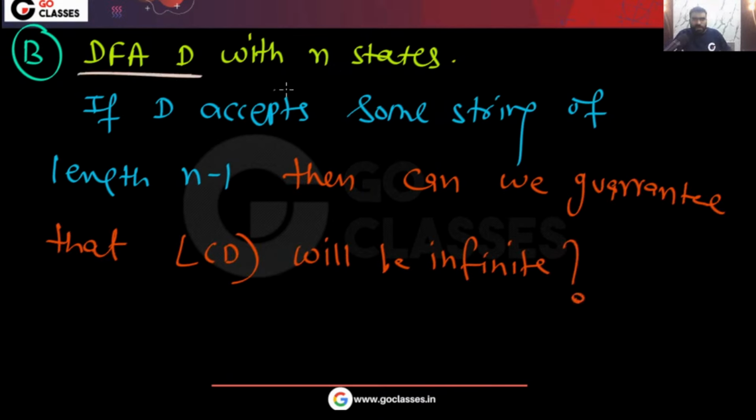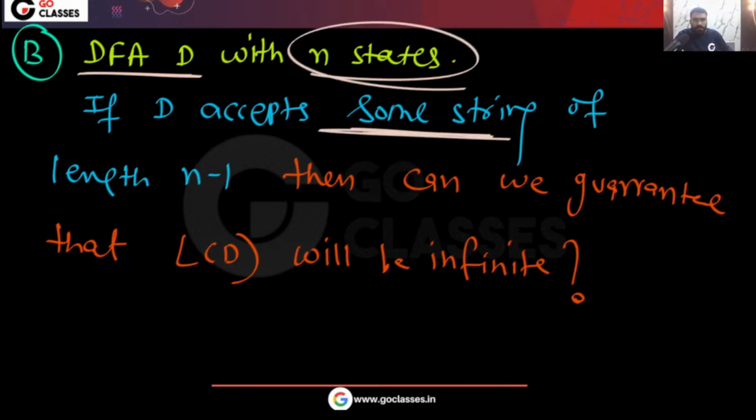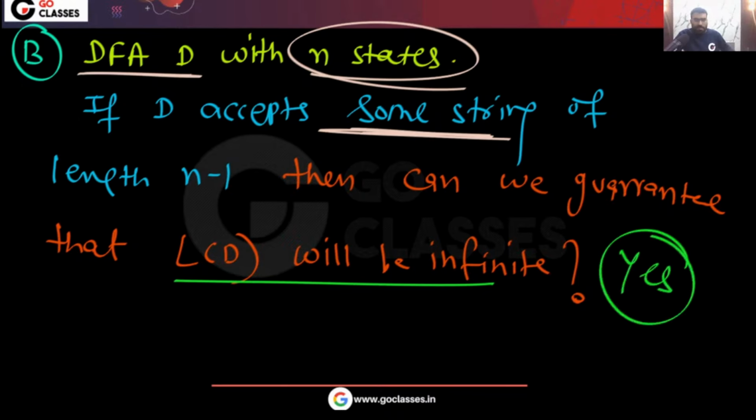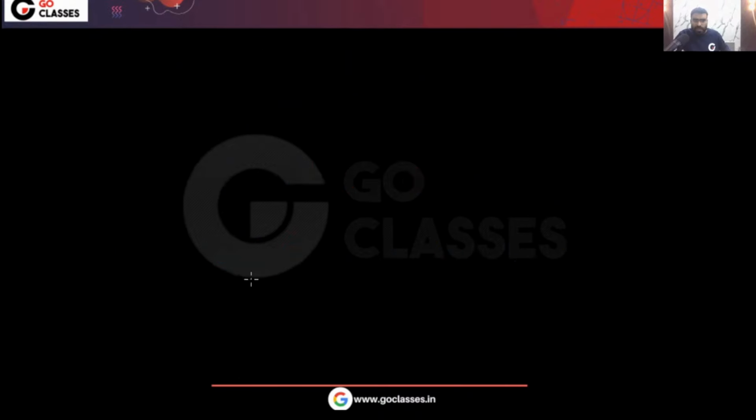If DFA D accepts some string of length n minus 1, where n is the number of states, then in this situation can you guarantee that L will be infinite? And the answer is yes. You can guarantee that the language will actually be infinite. Let me prove it to you. The proof is actually very easy.